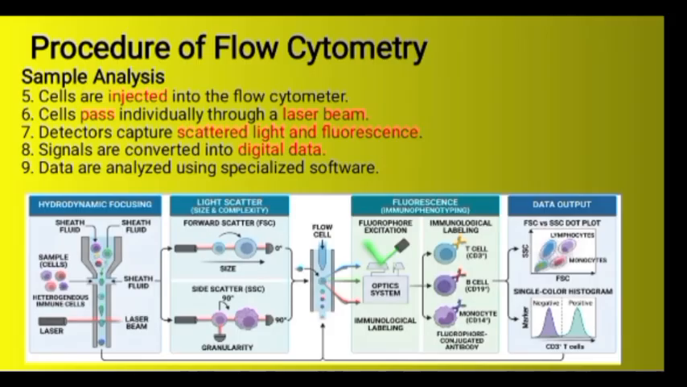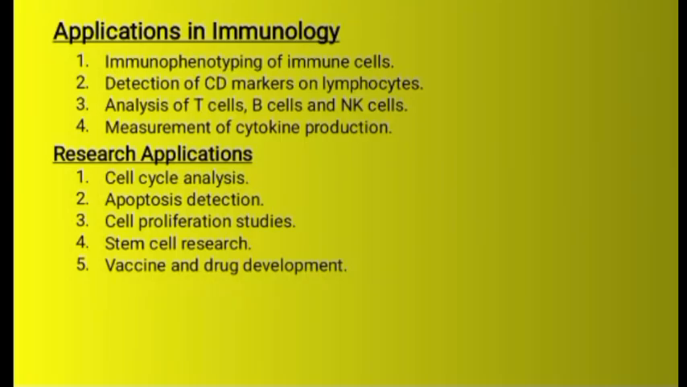Based on the diffracted light and scattered light collected from the laser beam, we can notice a lot of things. As we know, flow cytometry cuts across a lot of professions, from immunology, microbiology, cytology, and a lot of other professions. However, in the case of immunology, it also has a vast application. First of all, in immunophenotyping of immune cells, we have a lot of immune cells whose morphology and surface proteins we can detect using flow cytometry.